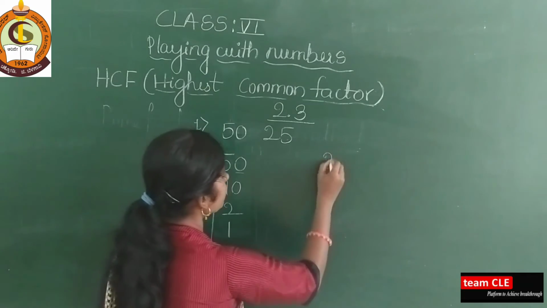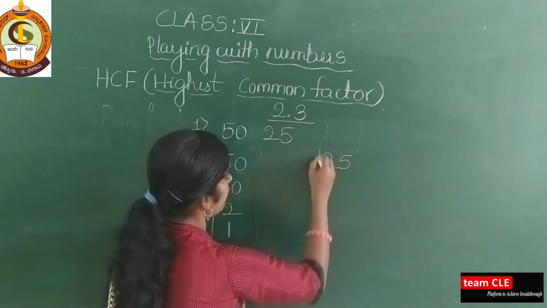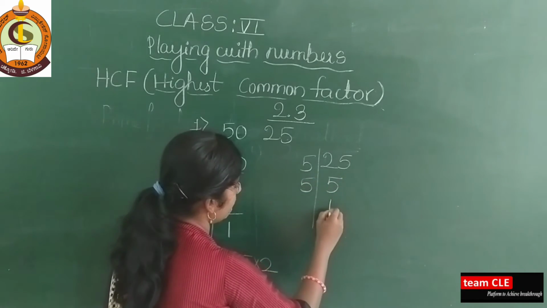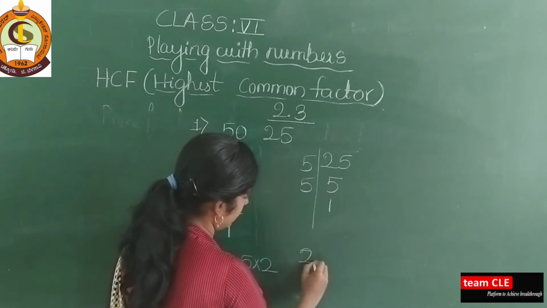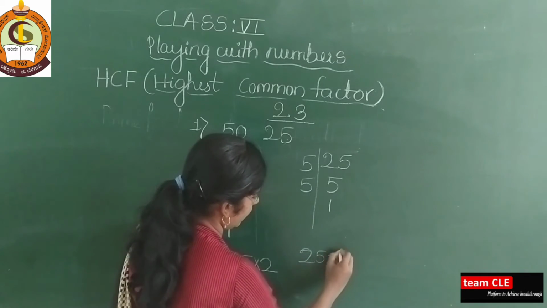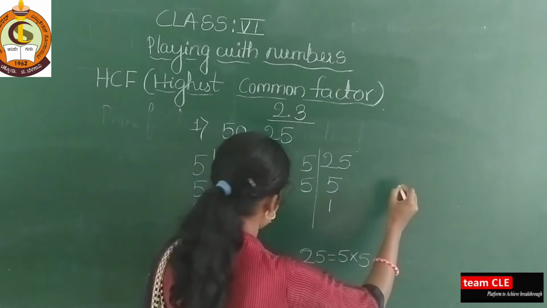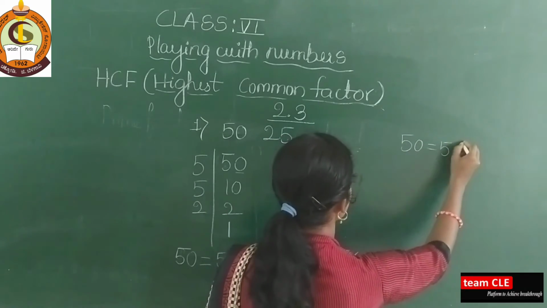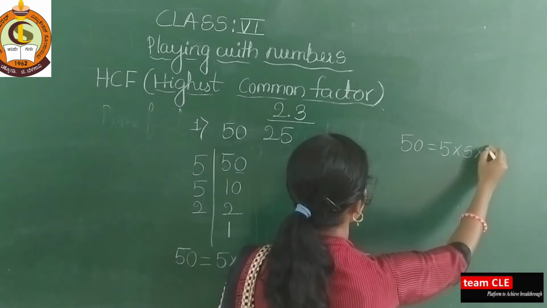Next you take here 25. Yes, it is there in the 5 ones table. So take here 5 5's are 25. 5 ones are 5. So 25 is equal to 5 into 5. So write its factors. 50 is equal to 5 into 5 into 2.